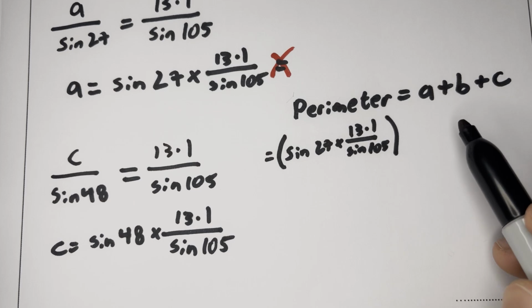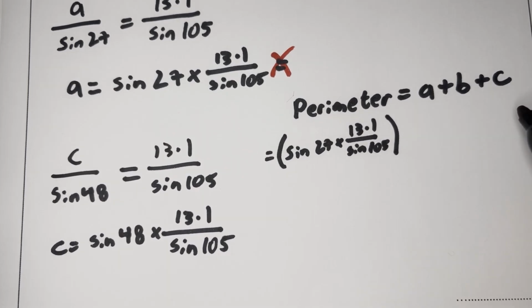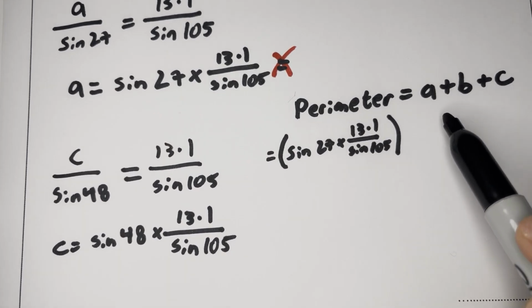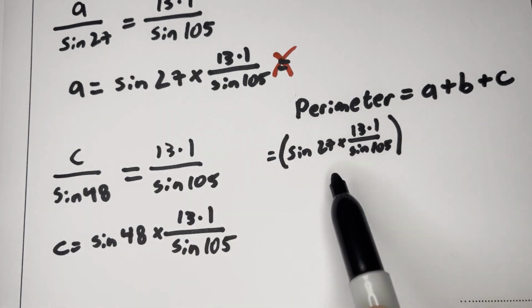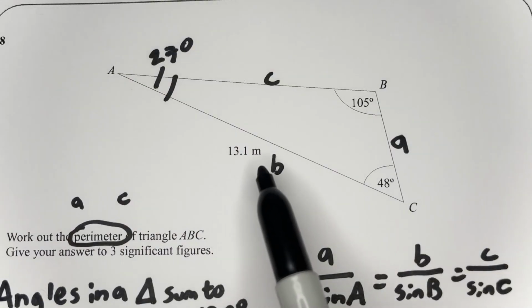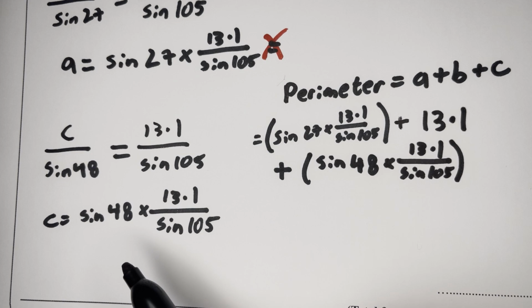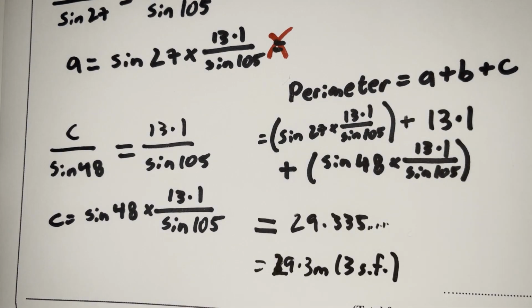The perimeter can be found by adding up all three sides A, B, and C, which we can finally do now that we've worked out sides A and C. A is this value that we worked out over here, B is 13.1 meters, and C is equal to this final expression we have over here. Adding these all up should give you a final answer of 29.3 meters, to three significant figures, of course.